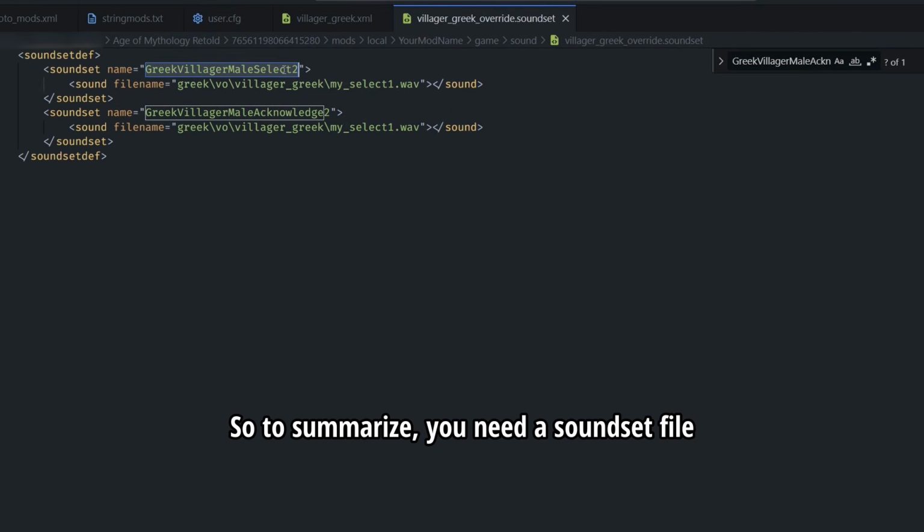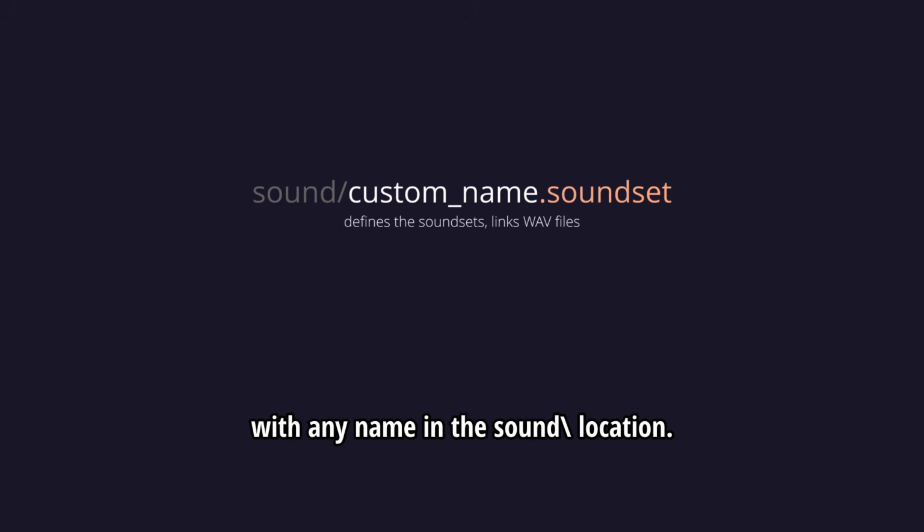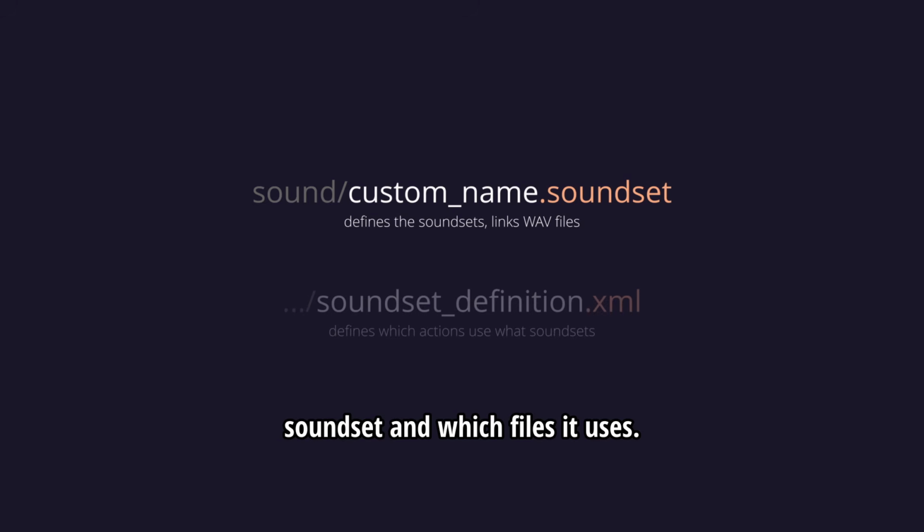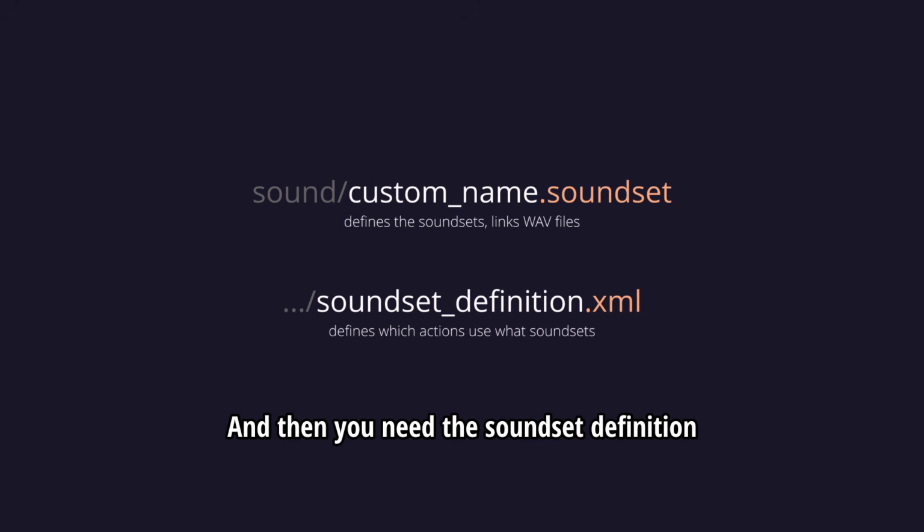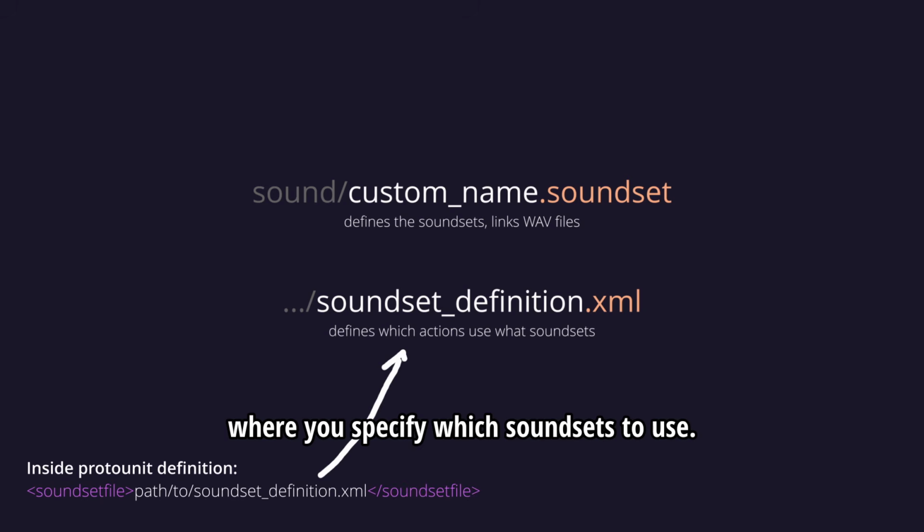So to summarize, you need a sound set file with any name in the sound location. That one defines the sound set and which files it uses. And then you need the sound set definition file, which is the XML, where you specify which sound sets to use. So in the end, it ended up working. As you can see, modding is just a lot of playing around and experimenting until it works. There's probably some other things I don't know about and that you just have to figure out by yourself.